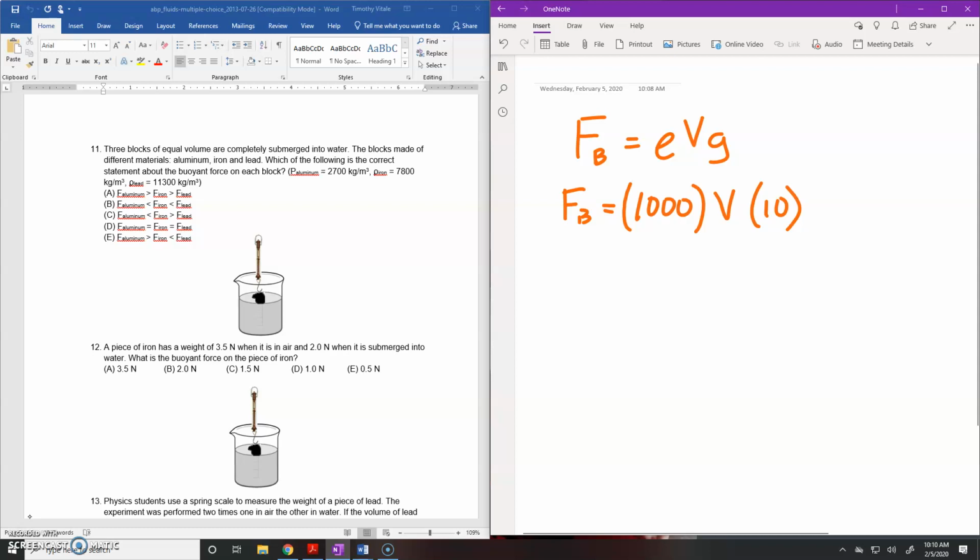Number 12, a piece of iron has a weight of 3.5 in the air and 2 when it's submerged. What's the buoyant force? Well, just a quick force diagram. When you have it submerged in water, the gravity on it is going to be equal to when it's in the air, right?